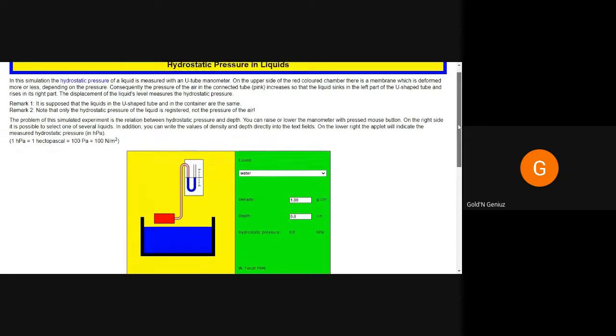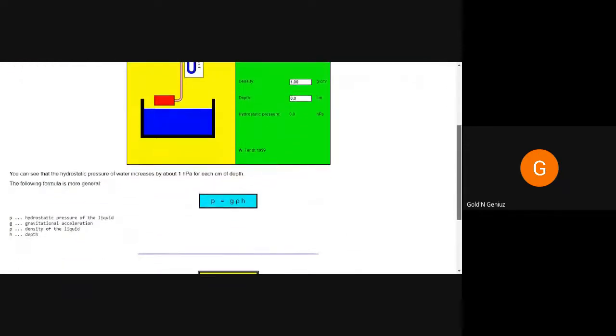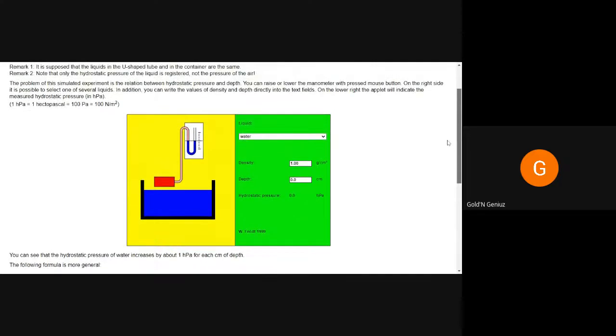Now, in this experiment, as outlined in the instructions given to you by me, you are to select any of these liquids. Water should not be included. So any of these liquids you can select and work with.